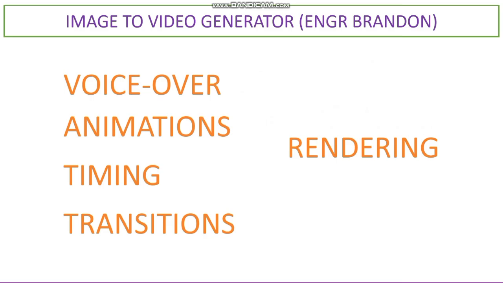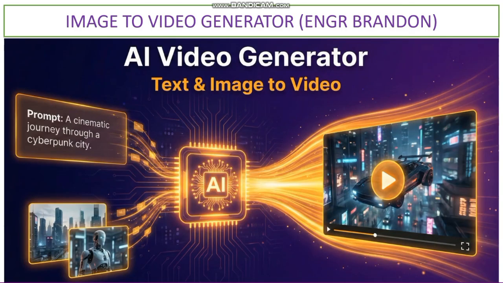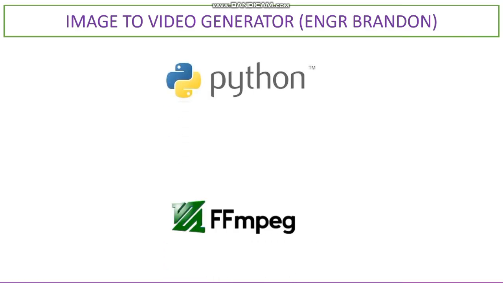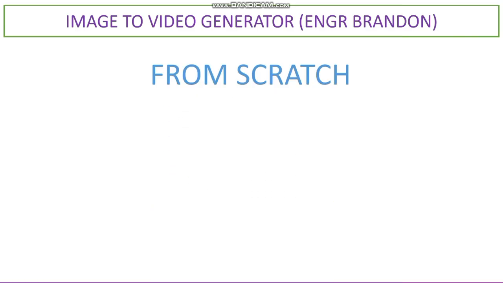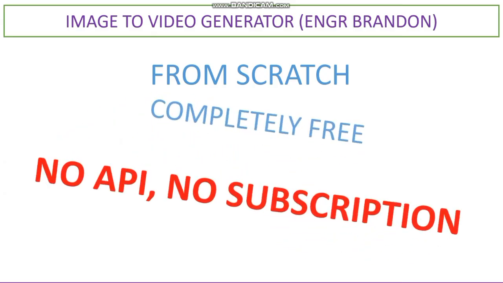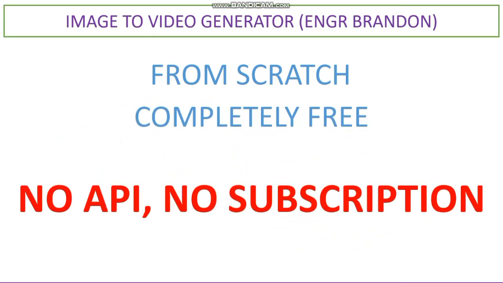So that is exactly what I built. This project is basically an AI-powered image-to-video generator made entirely with Python, FFmpeg, and Edge TTS. And in this video, I'm going to show you exactly how it works, how I built it from scratch, the different blocks inside the code, and then we are going to generate a full video live.